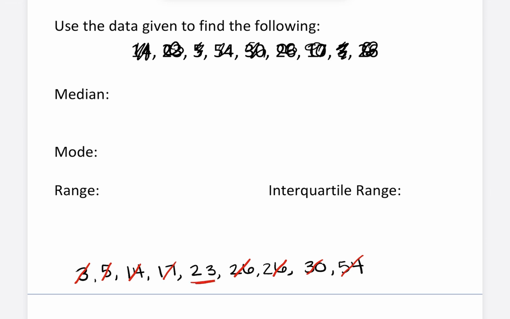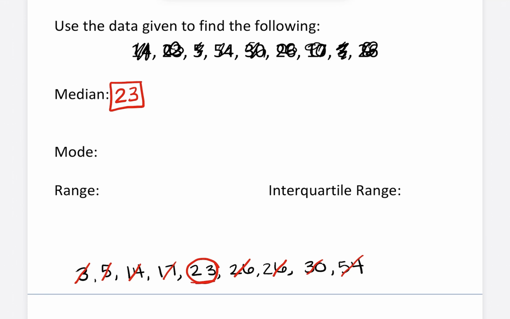So I think this is the middle. To double check, I'm going to count. I have 1, 2, 3, 4 on this side. 1, 2, 3, 4. So that is indeed my middle. So I'm going to go ahead and circle it. So my median is 23. When there's only one number in the middle, we don't have to add and divide.